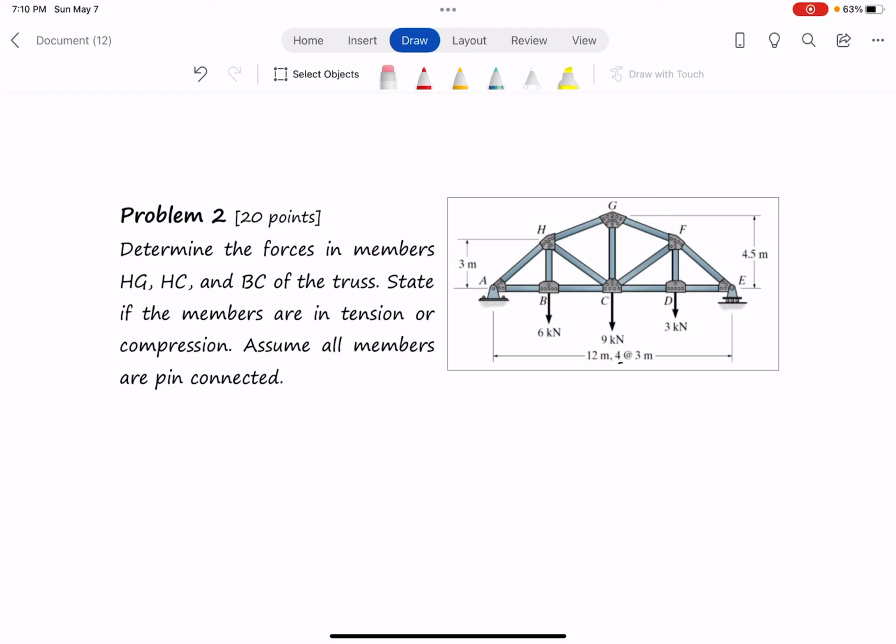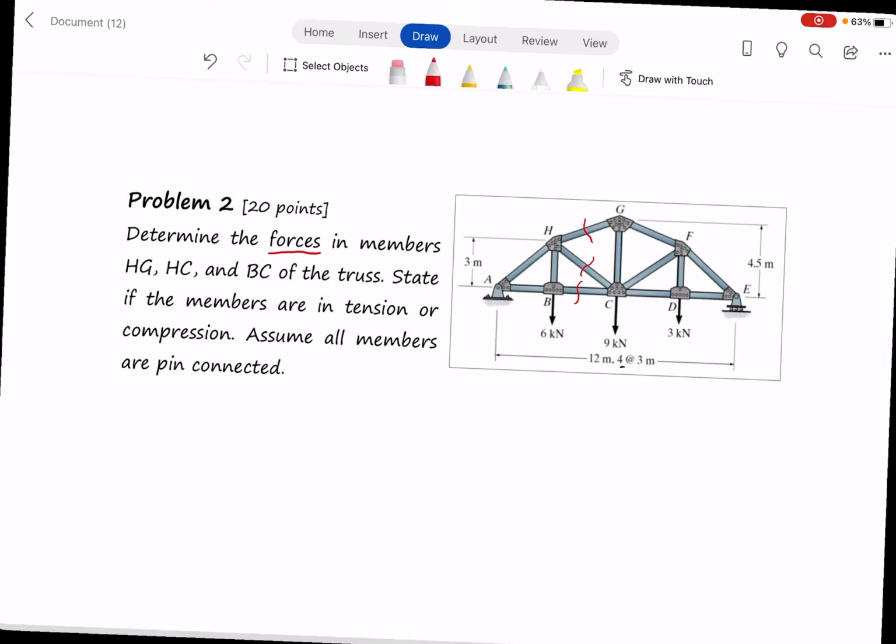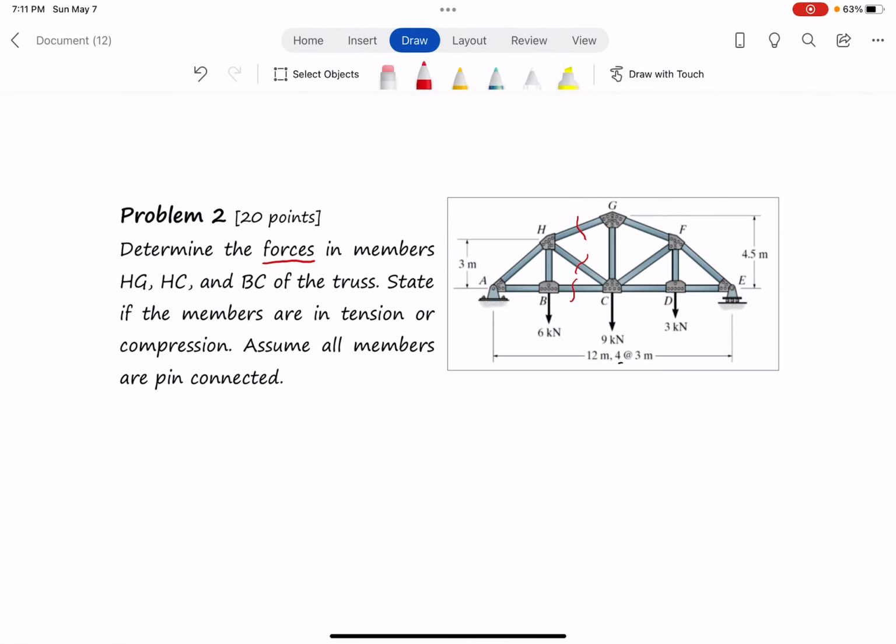Let's look at this problem 2 of the trial exam. We have a truss and we need to determine the forces in the following members: HG, HC and BC of the truss shown, and state whether the members are in tension or compression. Assume all members are pin connected. Okay.